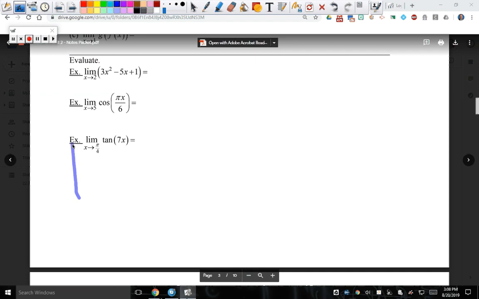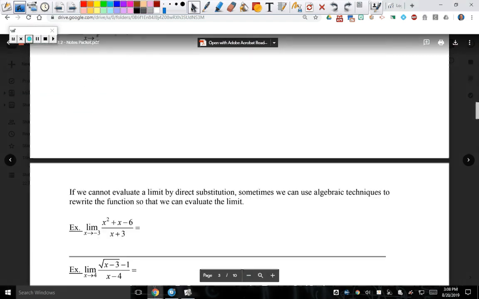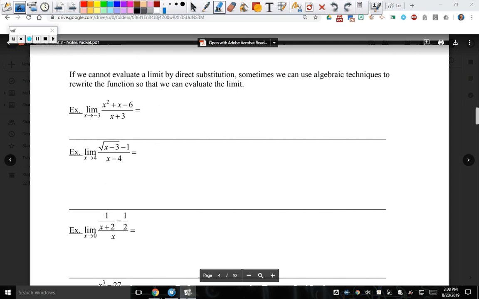So the question that was asked was, do we always directly substitute? And the answer is, you should always try that first. But sometimes, in fact very frequently, you're not going to be able to get an answer that way, because then you'd have a bunch of does not exist answers. Okay? You have to do algebraic manipulation in order to get an answer.